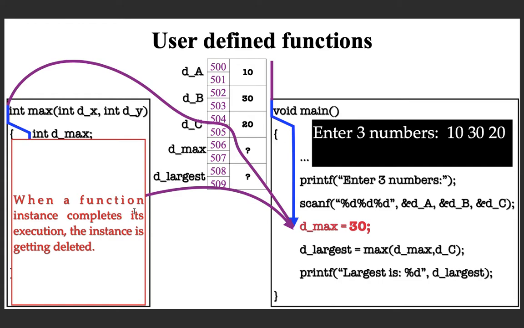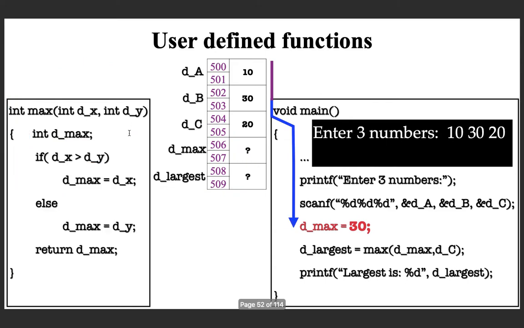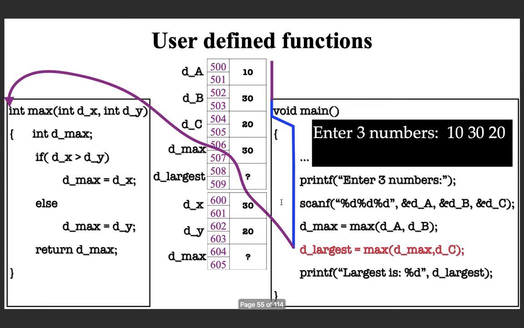When a function instance completes its execution, the instance is also getting deleted. That instance of max is now not existing. Okay, so function call finished. Now it progresses by assigning 30 to the Dmax variable of main. And then it proceeds down to the next statement, which is again a function call. It happens to the same function again.